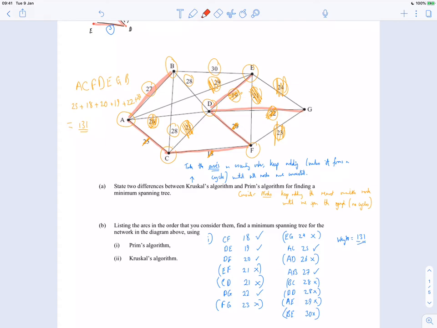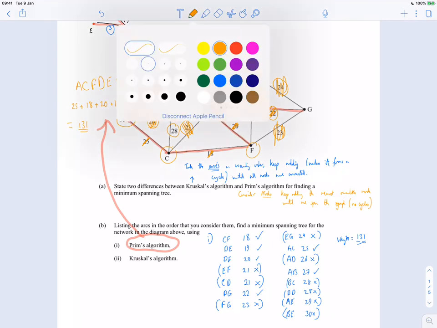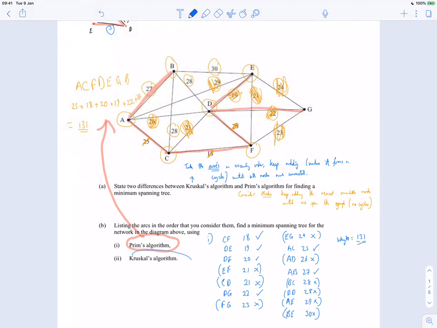So Prim's... Oh no, hold on. Oh God, I've done this completely wrong. Okay, Prim's is where you're adding nodes. So what I've done in orange is Prim's. And Kruskal's, where you're considering the arcs, is what I've done over here.